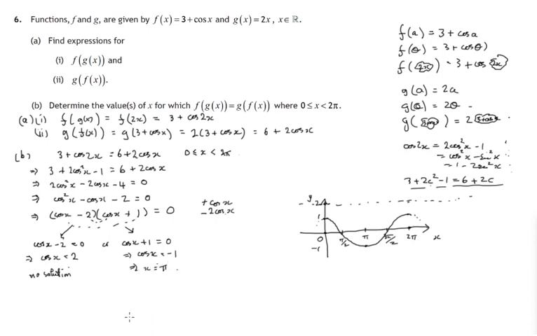So only one solution. So determine the values of x for which this expression is equal to this is x. So x equals pi is the only solution for 0 up to 2 pi. So x equals pi.